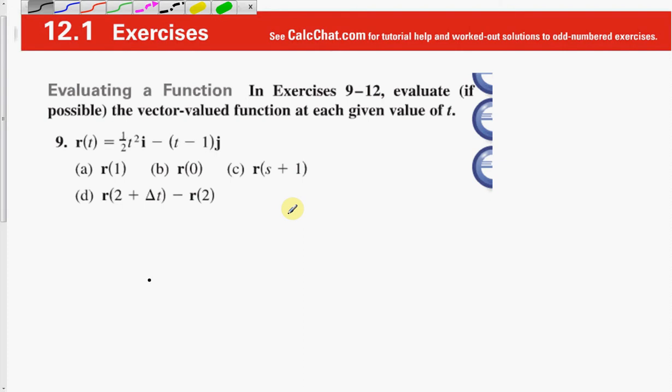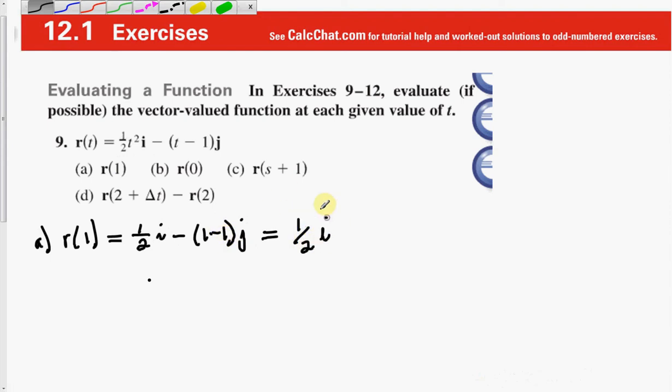Evaluating a function is very straightforward. Take part A, we evaluate this function at 1. So we have 1/2 times 1 squared I minus, if t is equal to 1, then we have 1 minus 1j. And so the j component goes out to be 0, so all you have is just 1/2 I.